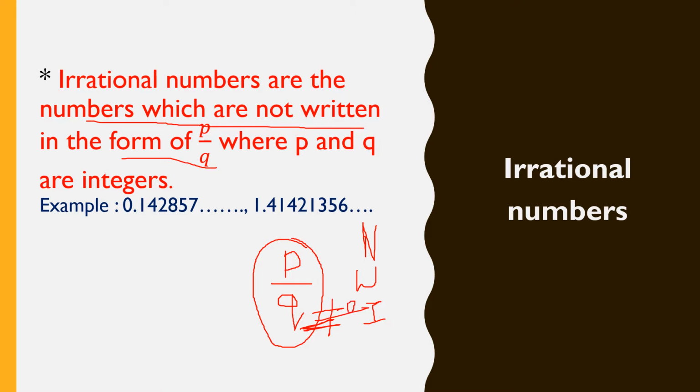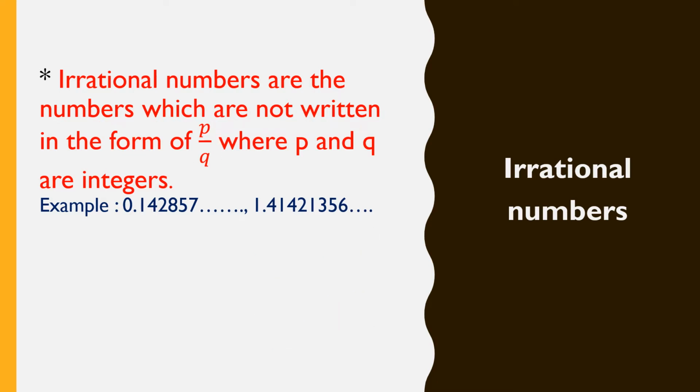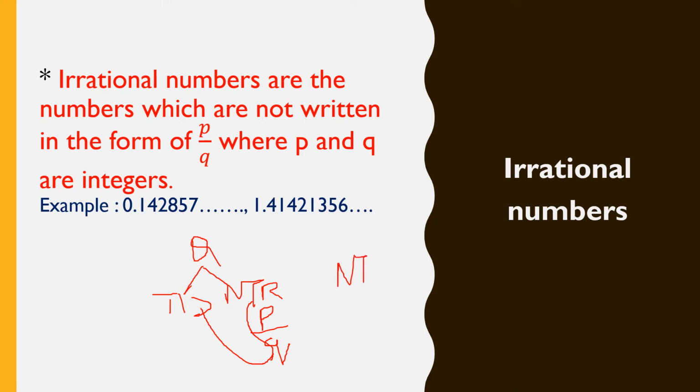Here irrational numbers means the numbers which are not in the form of p by q. We know that rational numbers include two types which are written in the decimal form. They are terminating decimals and non-terminating repeating decimals. So p by q form numbers can be written as terminating and non-terminating repeating, whereas non-terminating, non-repeating are the numbers which cannot be written in the p by q form.